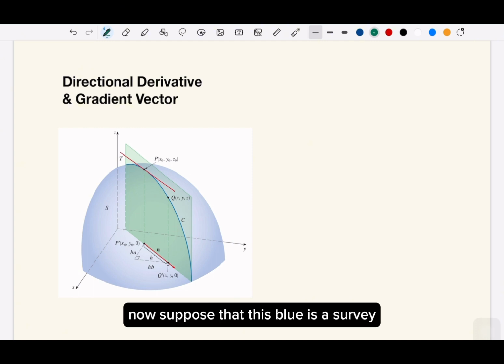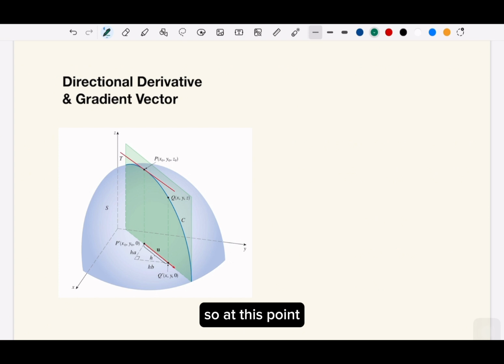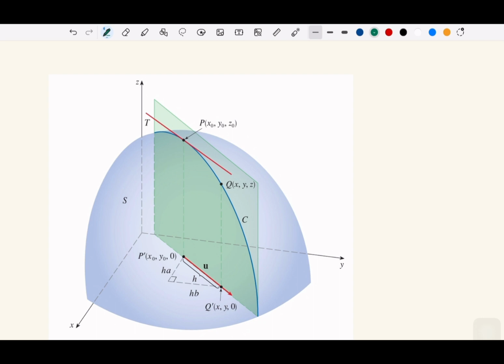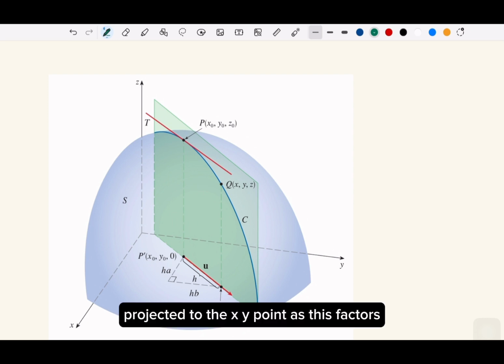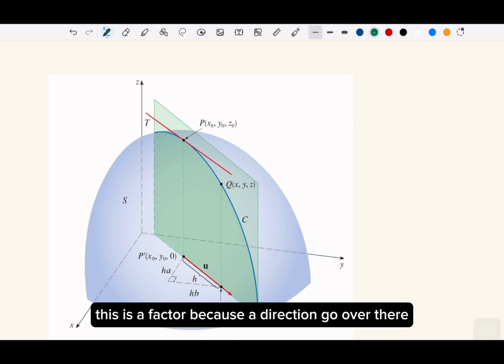Now, suppose that this blue is a surface, okay? And then we have a plane that cuts through the point P. So at this point, we have this red line T. Okay, so let's take a closer look here. Let's say this line is projected to the xy plane as this vector. We call this vector U, and it is the vector which has a direction to go over there.